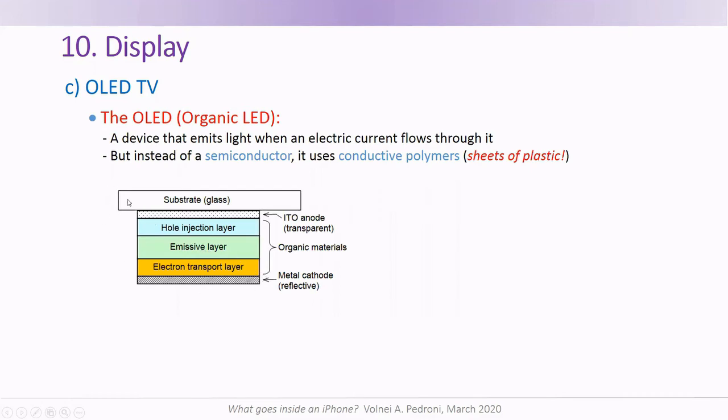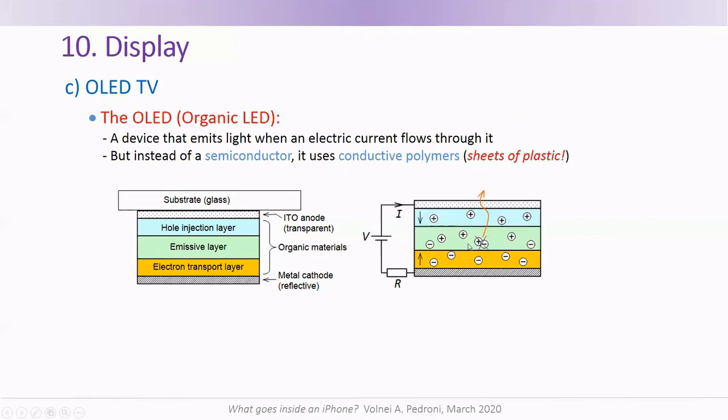It's built on a substrate. I'm just showing it upside down because I want the light to go up and not down. So here's the substrate, which is glass. There are two electrodes. This one is transparent, so it has to be conductive and transparent. So the natural candidate is ITO, which is indium tin oxide. We saw this before. And this is just a reflective material. It can be aluminum, for example. And in between, there are the layers of organic materials, which are the conductive polymers.